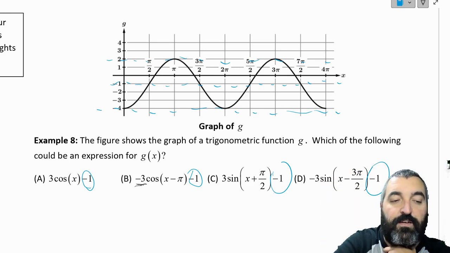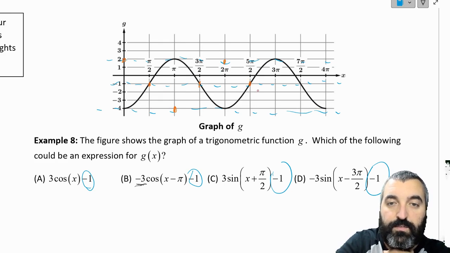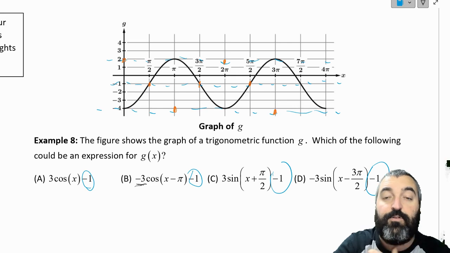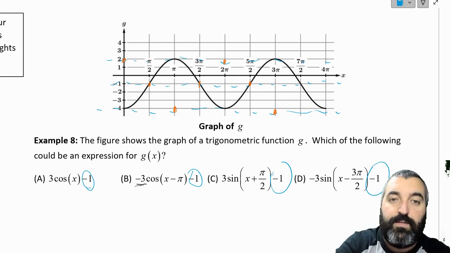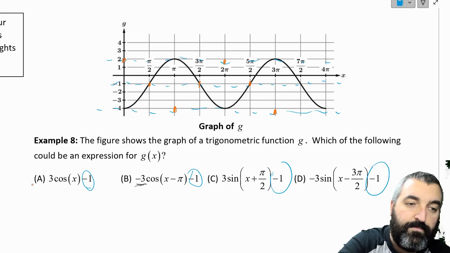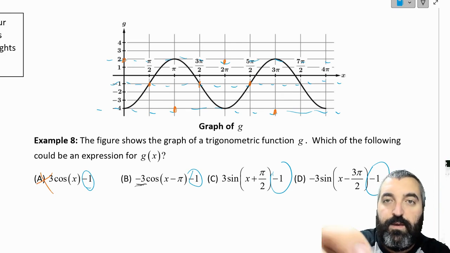So let's see, if I look at this first one, 3 cosine x minus 1, taking into consideration the shifts, cosine would be up here is where we'd start. And I don't even really have to graph the rest of it, but here are all those key points. And you can see they're all in the wrong spot. They're all opposite other than the ones at the midline, but they have to be exact. So that one's out.